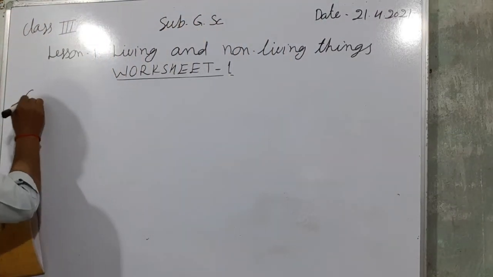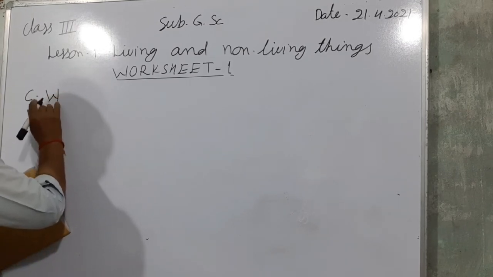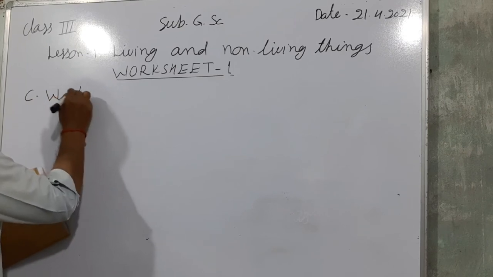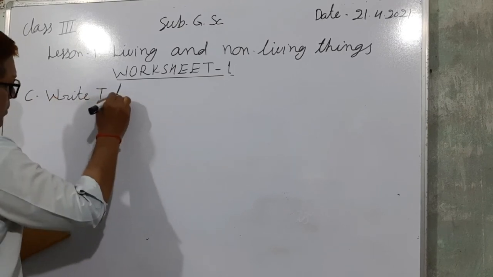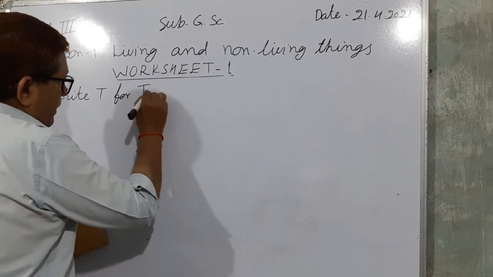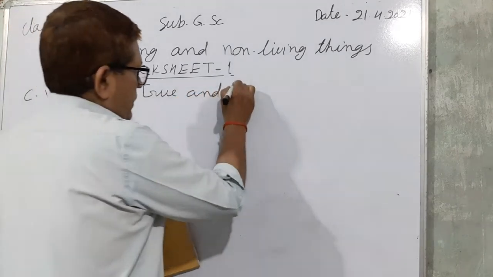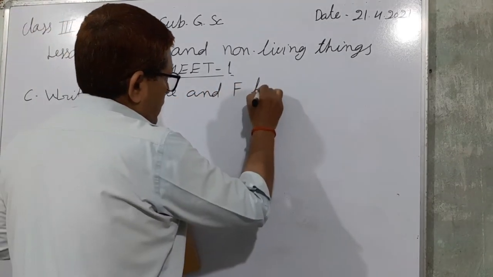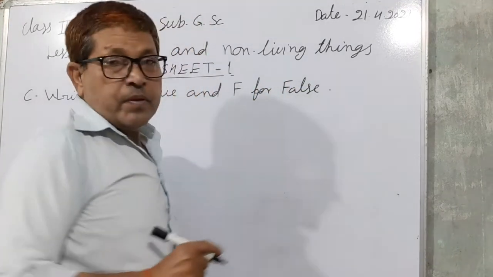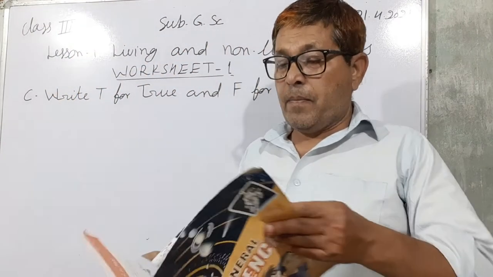C, write T for true and F for false. Write T for true and F for false.